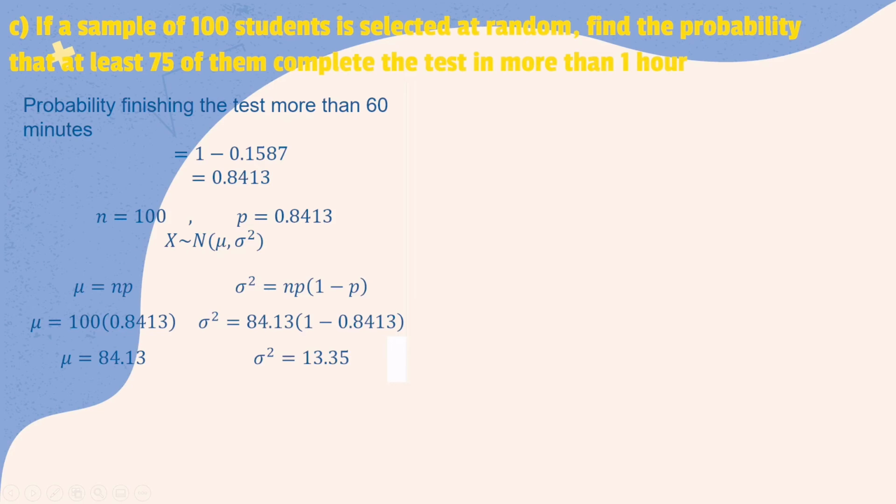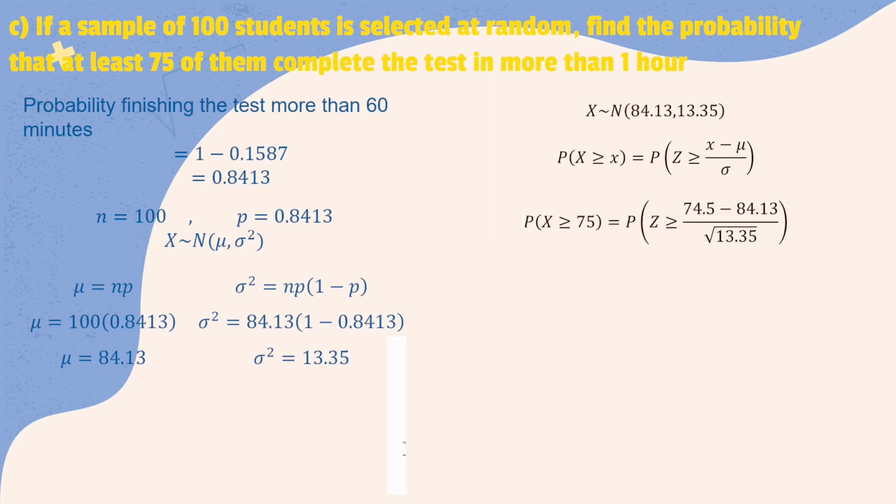So for this question, we're going to use a normal distribution, but we didn't have our new mean and our new variance, so we must look for it. And then we calculate it. For the mean, mu equal to N times P, so we get the answer 84.13. And for our variance, we're going to use the formula N times P times 1 minus P, and we got the answer for the variance, which is 13.35.